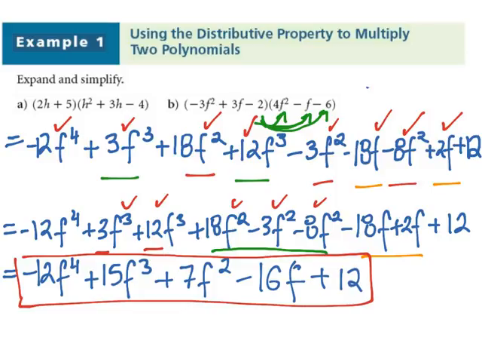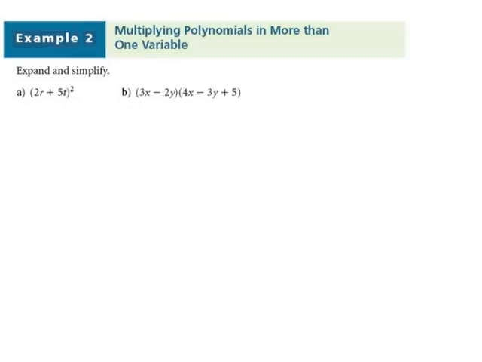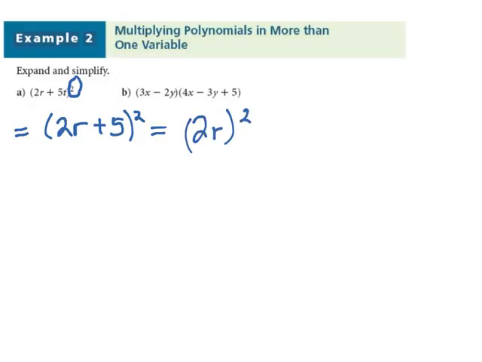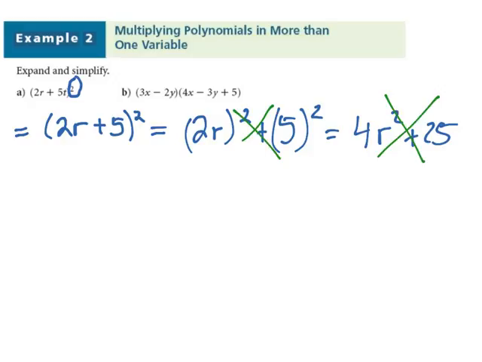Let's take a look at a different example. In this example, we're going to be focusing on this power of 2. What does this mean? It's very important, because a lot of mistakes tend to occur here. A lot of students want to power both these terms individually and give the answer of 4r squared plus 25. This is incorrect. You cannot do this.